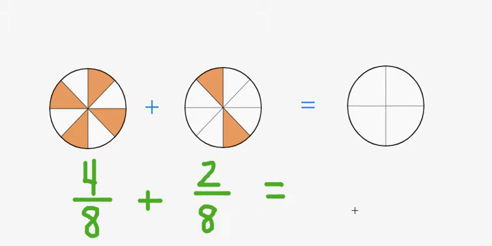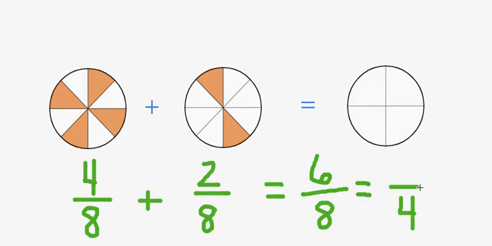So we know that we always keep the denominator the same, we never add it together. So we're just going to leave that as 8. We're going to add the numerators together, so that would be 6. So our answer is 6/8, but as we can see, our picture is divided into fourths. So we know that we want to find an equivalent fraction that is fourths.